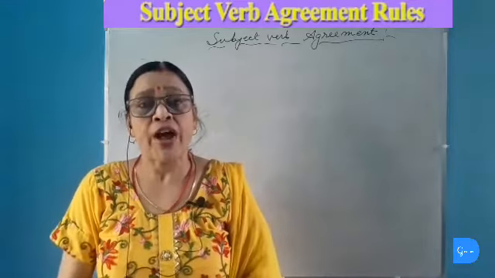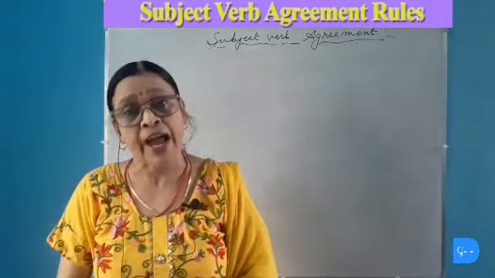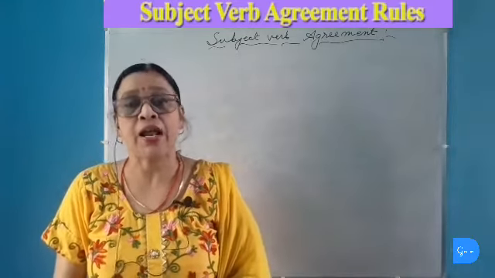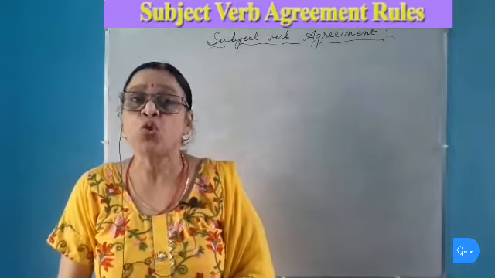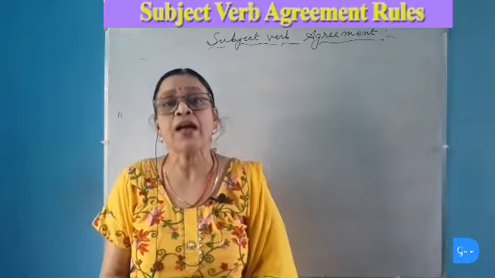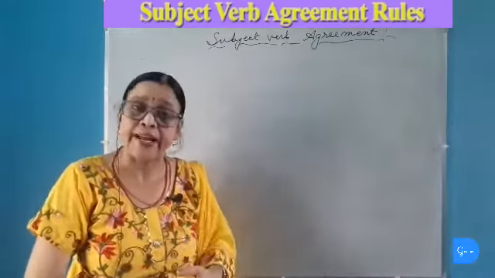Next point, when two singular subjects, either noun or pronoun, are joined with and, then they take a plural verb. For example, Rekha and Medha are my friends. 2 and 2 make 4. He and I were present in the ground. So when two subjects are joined with and, then they take a plural verb.